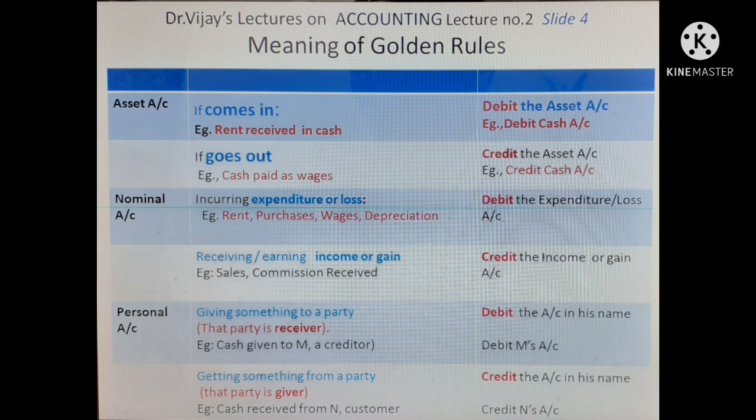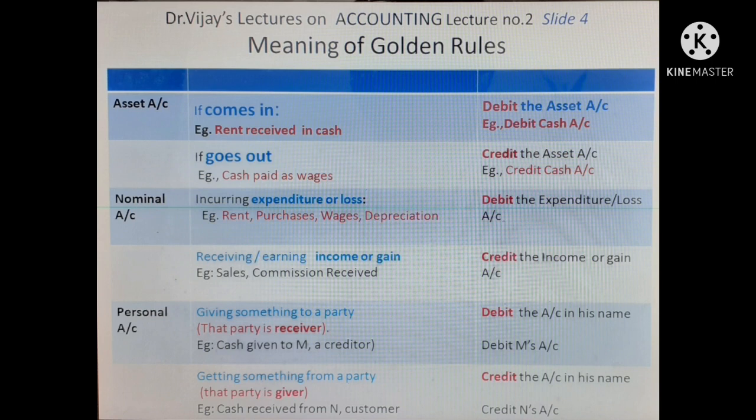For personal accounts, where the firm is giving something to a party, debit the party to whom it is given, because the party is receiver. Cash given to M, debit M's account. When we are getting something from a party, the party is giver, so credit that party's account. If cash is received from N, a customer, credit N's account.